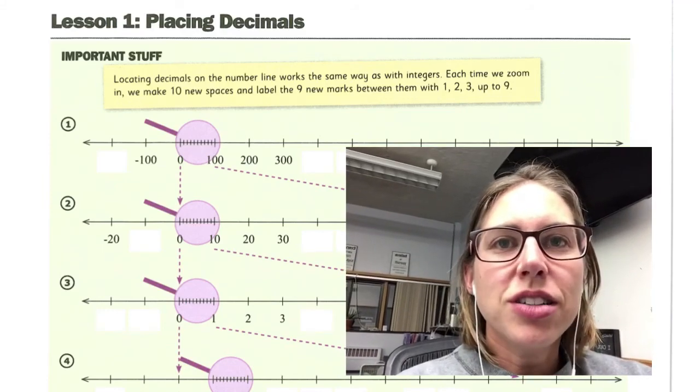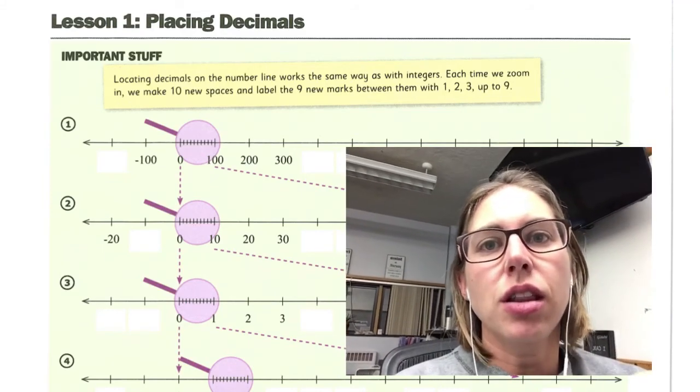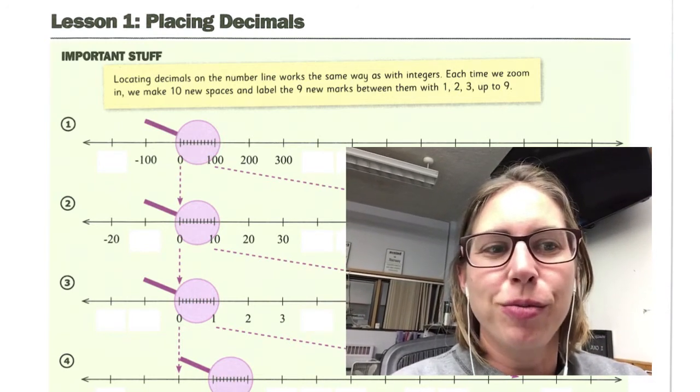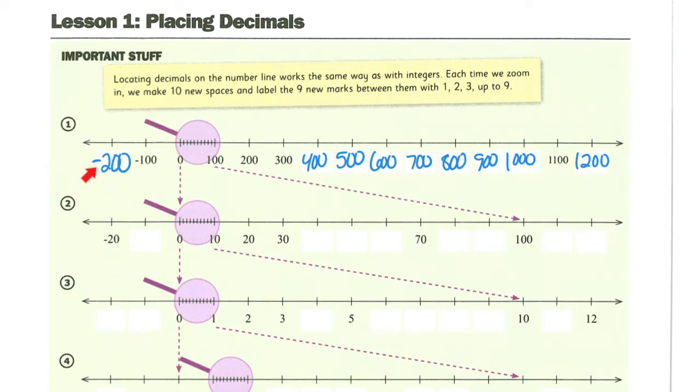Hey guys, we are starting Unit 3, which is going to have us looking a lot more closely at the number line, zooming in to look at decimals and fractions. Here we go. In our first number line here, we're going by 100s. You can see that I have filled in the number line. Do that on yours as well.